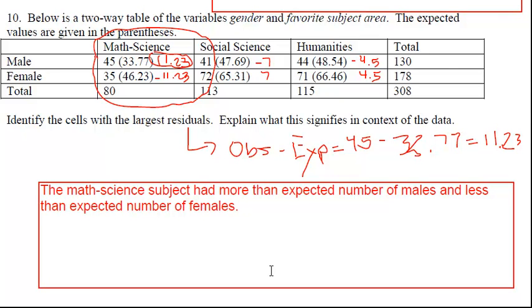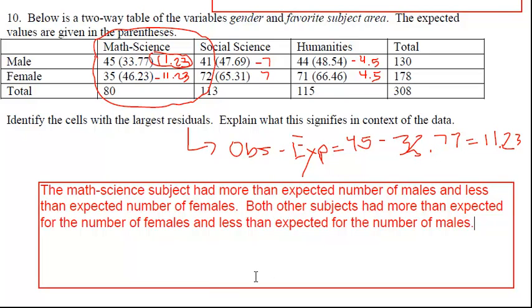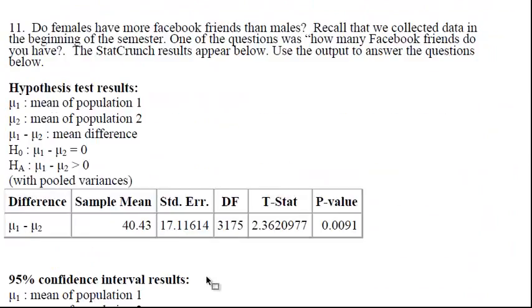But maybe if I felt like it, I could continue. So the other two, both other subjects, had more than expected for the number of females and less than expected for the number of males. Okay, so it seems like the men are favoring the math science subjects and the women are favoring the social science and humanities, according to this survey. All right, so let's move on.